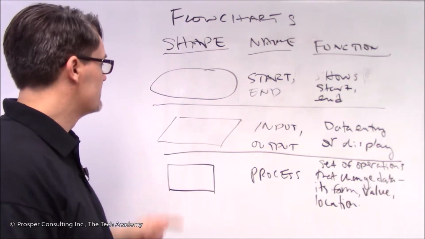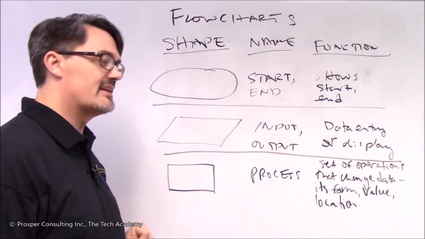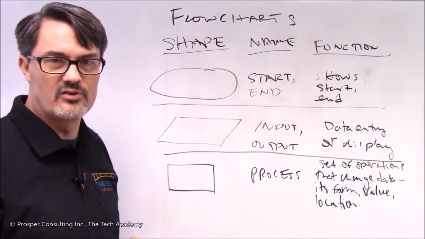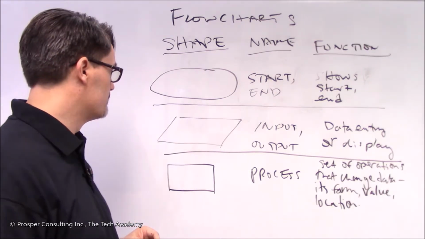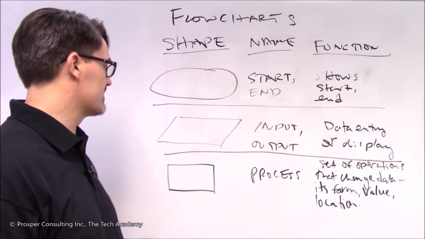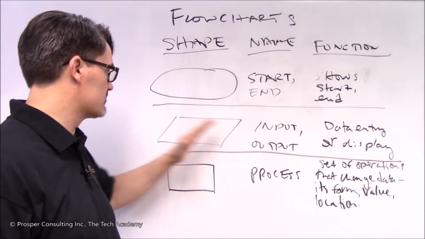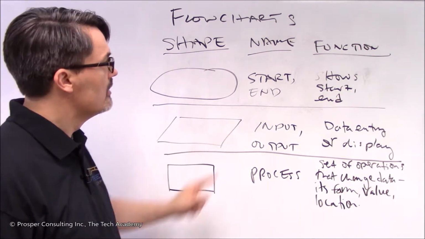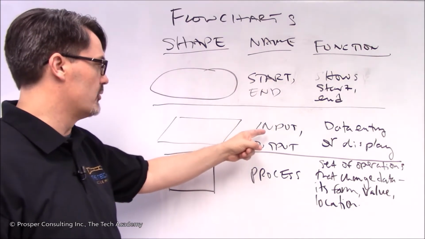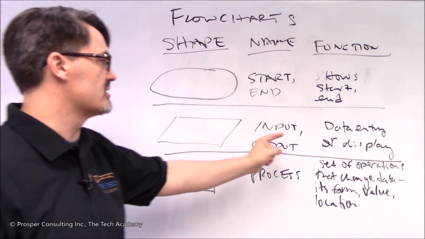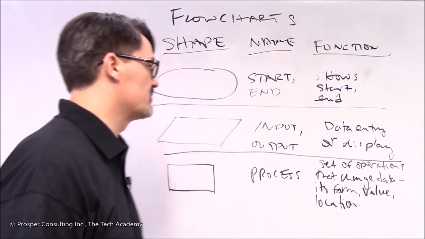The second shape is, well, technically it's called a parallelogram. If you go back to your geometry in school, both opposite lines are parallel to each other, parallelogram. The name of this shape is input, output, and its function is data entry or display.